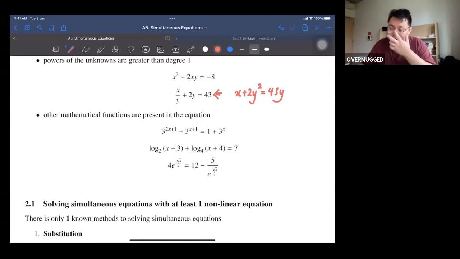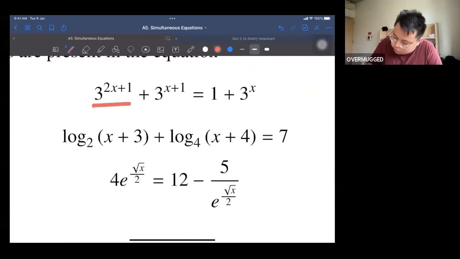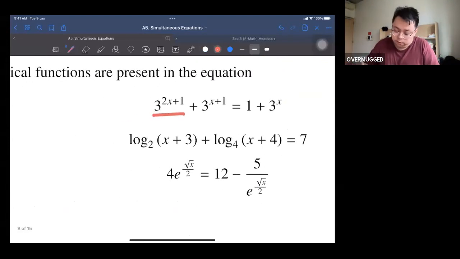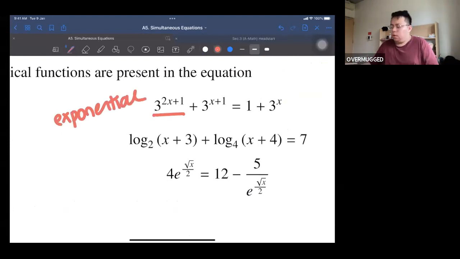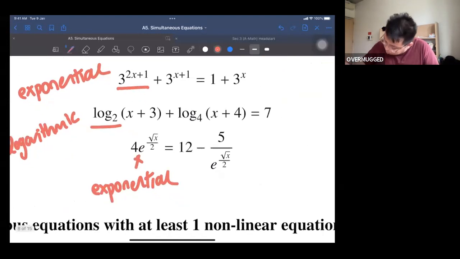So just now remember I mentioned something about exponential and logarithm. This is actually what I mean. So there is a 3 power 2x plus 1 up. This is a definition of an exponential function. Now there's a log here, so this is a logarithm. And this little e here is also exponential. And if you look very carefully down here, there's the square root of x, right? This is your surds.